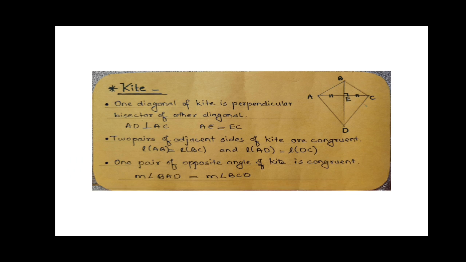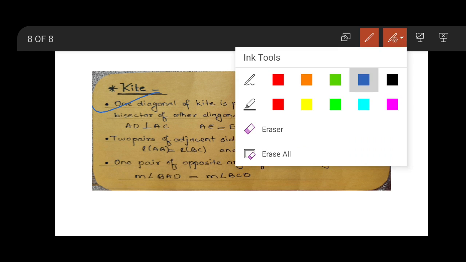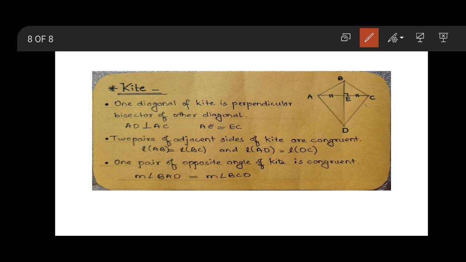The next and the last is kite. You can observe the figure, it is shaped like a kite, and the property says one diagonal of a kite is the perpendicular bisector of the other diagonal. This is one diagonal, this is another diagonal, and it forms 90 degrees on it. That means it is a perpendicular bisector. It is marked here in the figure. So you can say AD is perpendicular to AC. Apart from it, AE will be equal to EC.